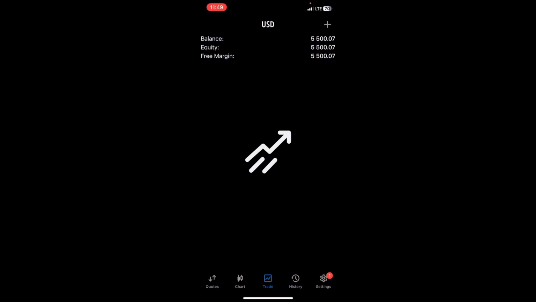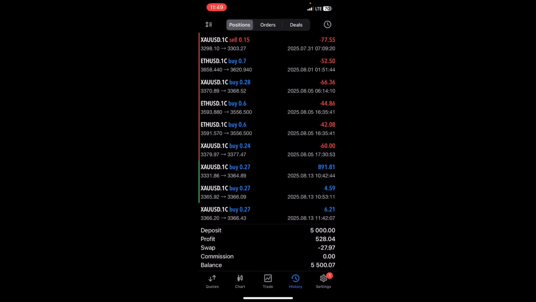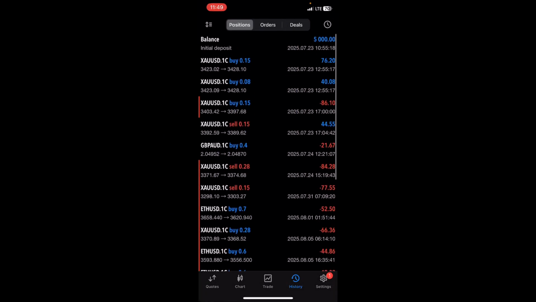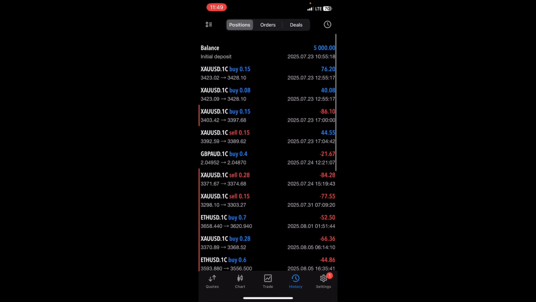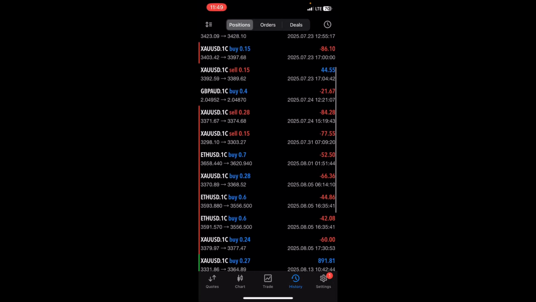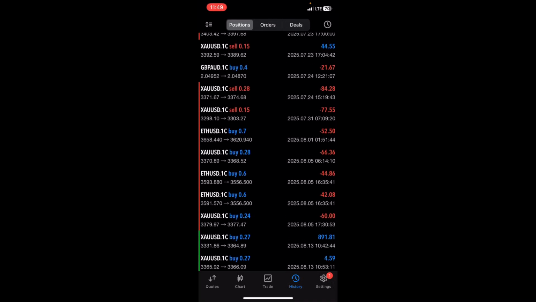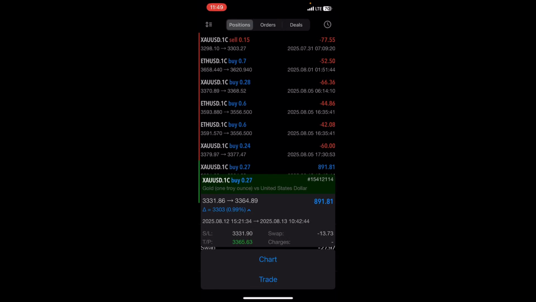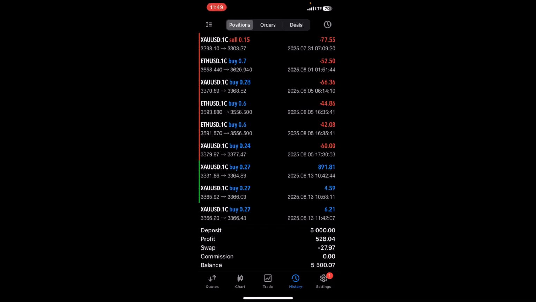So this is it. This is the trade history. As you can see, this is the first trade he took, and you can see he went through some series of losses, and I collected the account here. Actually, I was supposed to pass this account with this trade, but they charged me $27 as swap because I held the trade overnight.